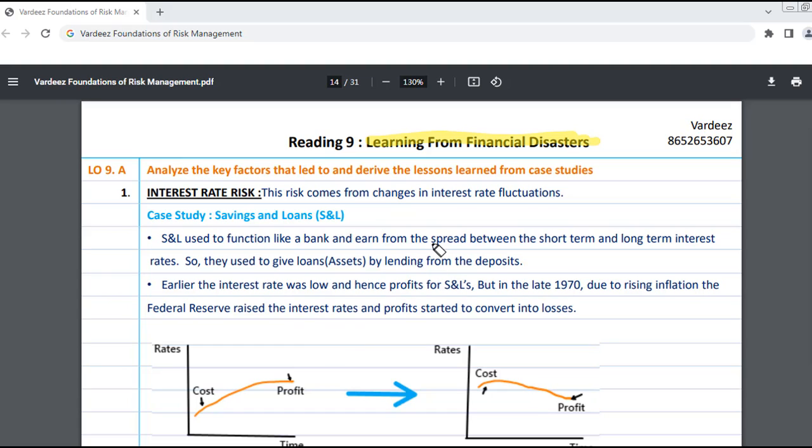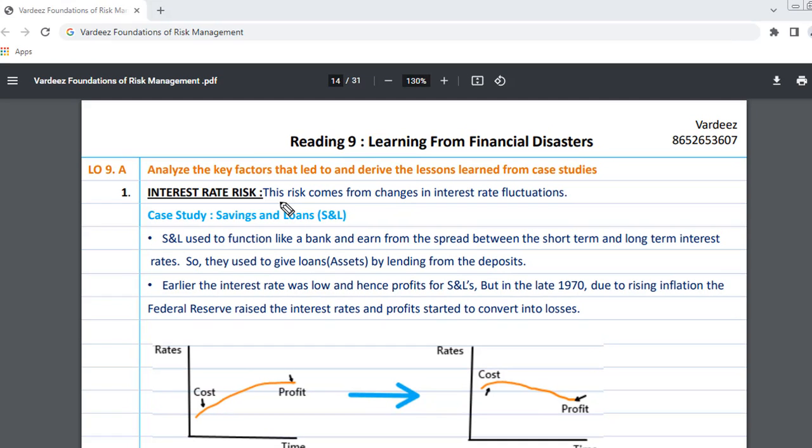Then we're going to be talking about liquidity risk. There are going to be 3 case studies for that. Then we're going to be talking about model risk, hedging risk, and so on and so forth, all the risk factors that we have learned. We're going to be talking about how these risk factors can turn a great organization to go bankrupt or face a major crisis. Okay. All right. So the very first case study is based on interest rate risk.